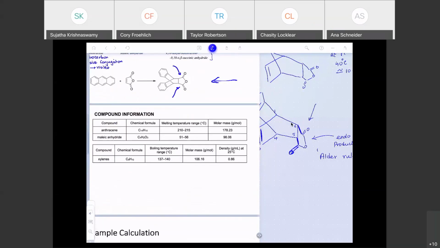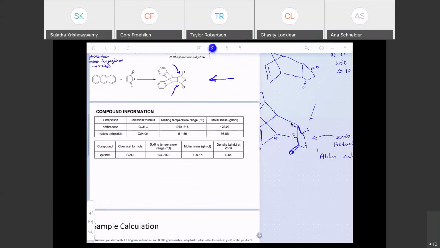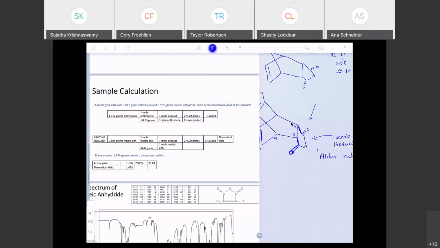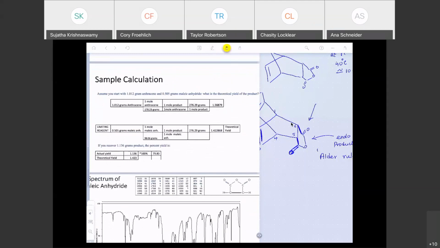Now, this information that I have on the next slide will be very useful for you to calculate percent yield and theoretical yield. The 3 chemicals that I used today, anthracene, maleic anhydride, and the product, I have the chemical formulas, melting points. You don't need that for yield, but it's good information. Molar mass, and then we have xylenes, the molar mass, the density. So you're asked to calculate percent yield, and I have a sample calculation here, which should help you.